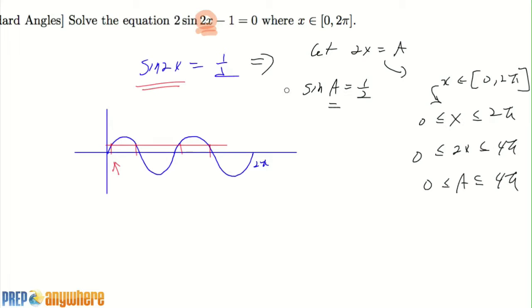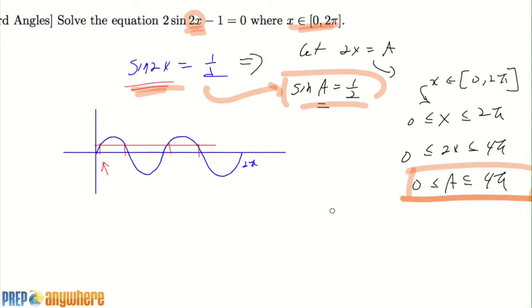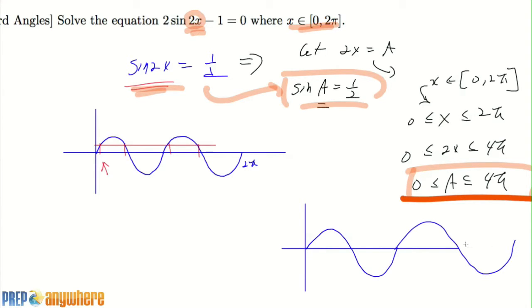Okay, so here's what I did. I changed the x into a. But when I do that, this thing here also changes from 0 to 4 pi. So we get sine of x once, same graph twice, but we treat this as a 4 pi. So that means this is a 2 pi. Now with this graph, I know exactly where sine a is equal to half.